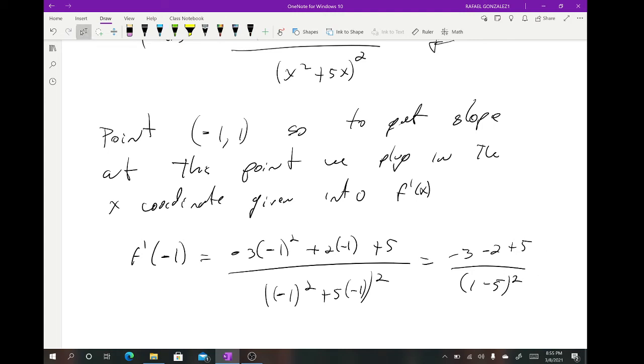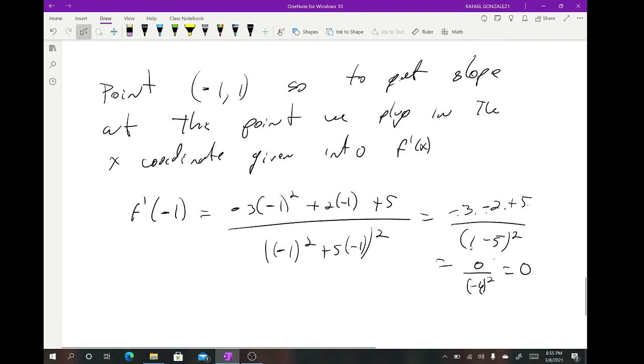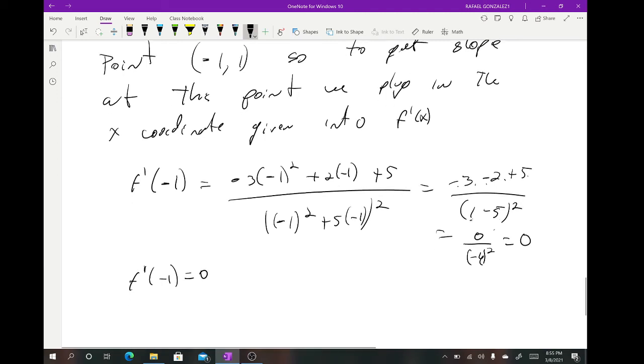But if you notice, the numerator is going to be zero, because minus 3 and minus 2 plus 5 is 0. So I don't care what the denominator is. I know it's not going to be 0, because it's just going to be minus 4 squared. But if the numerator is 0, then the whole thing is 0. So the derivative f prime of minus 1 is equal to 0.